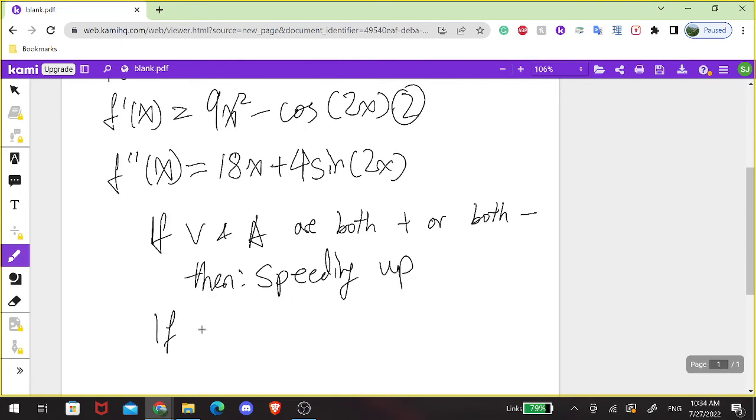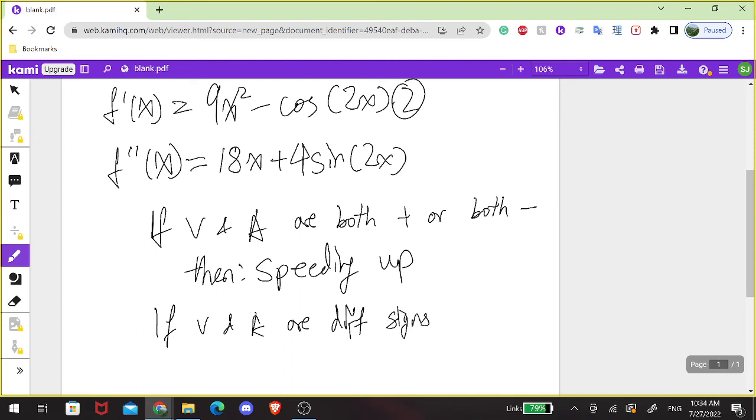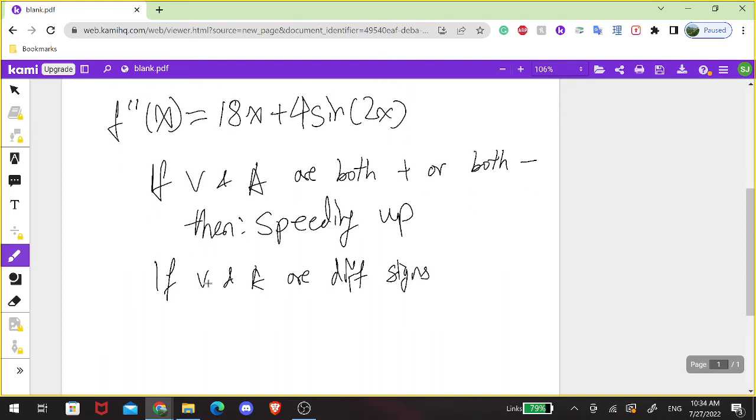If velocity and acceleration are different signs, so if one of them is positive and one of them is negative, then your object is slowing down. Now this is very important, because you'll see questions where it asks you, is the object speeding up at, let's say, time x equals 3? Now you're going to say it is speeding up, and you have to give justification.